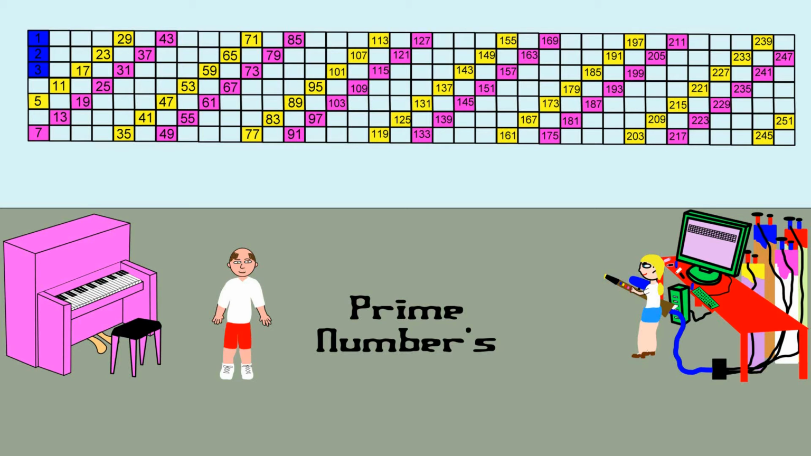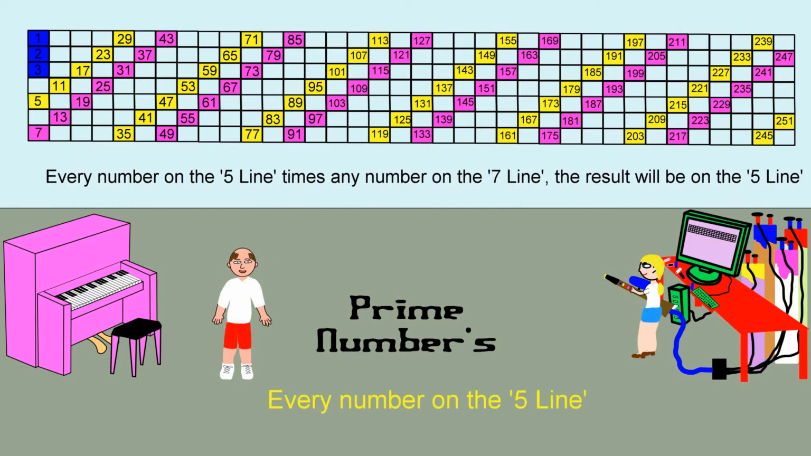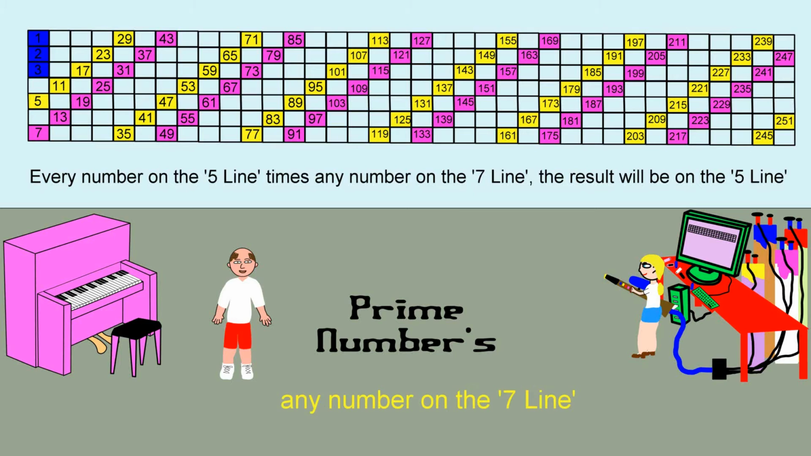So what's the first axiom? Because there are 3 that we come to. The first one, every number on the 5 line times any number on the 7 line, the result will be on the 5 line. Yeah, I know, all those fake primes are being put there by the axioms themselves. If I multiply the 5 times the 7, the result will be the 35 on the 5 line. Let's try the 17 times the 13. The answer is 221, which is on the 5 line. This is an axiom. It is a true statement all the way down the line.